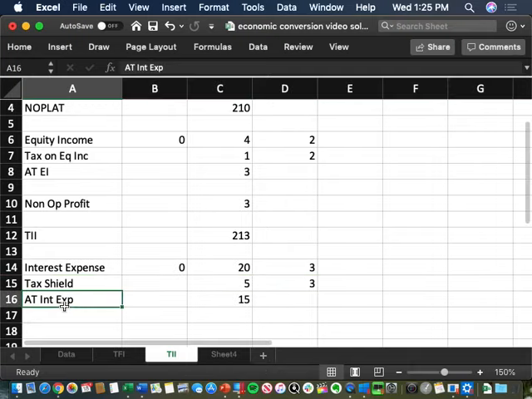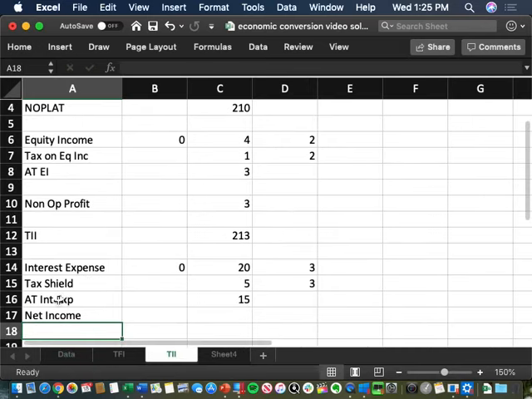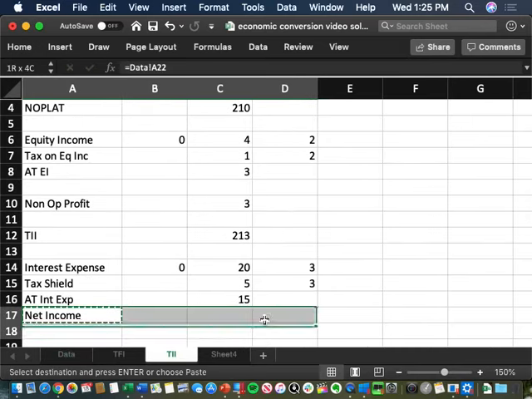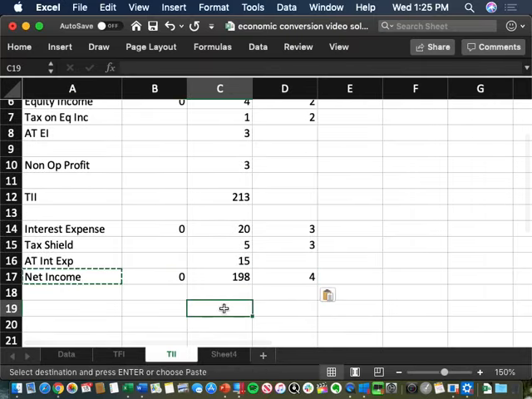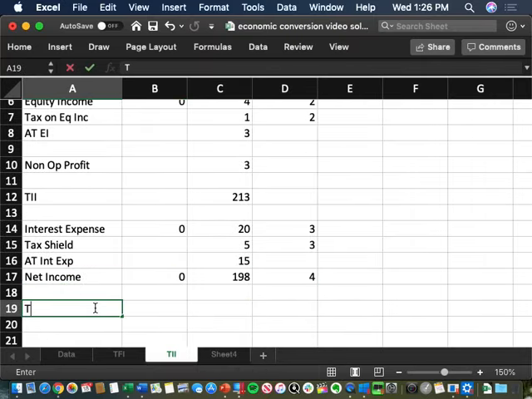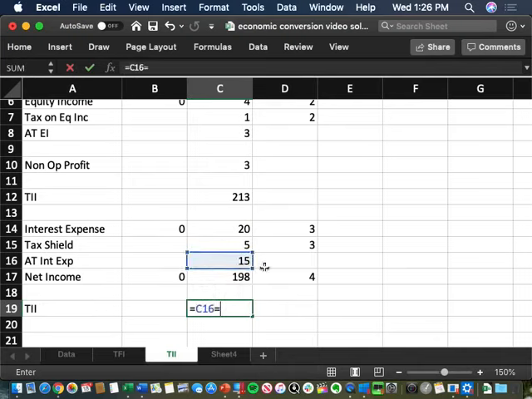All right, our final one is our 4s. Do we have any 4s? Yes, we do. We have net income, which is already a positive number. That is the amount available to the shareholders. When we add our 3s and 4s together, TII is the 15 plus the 198.